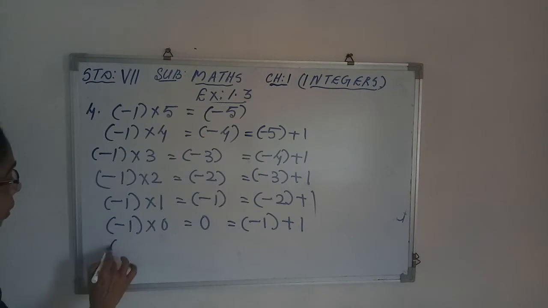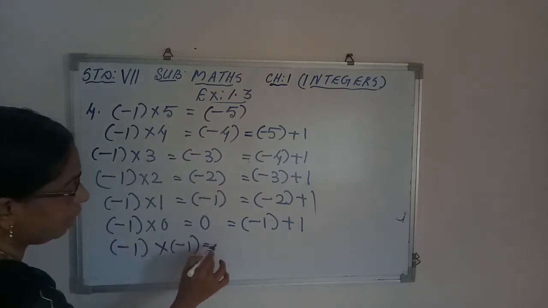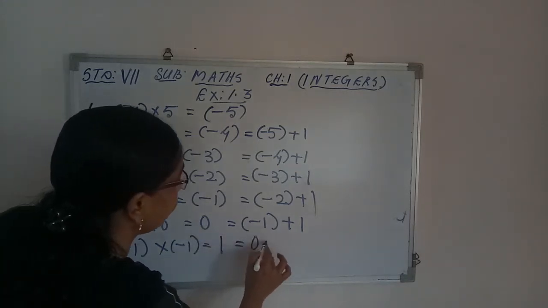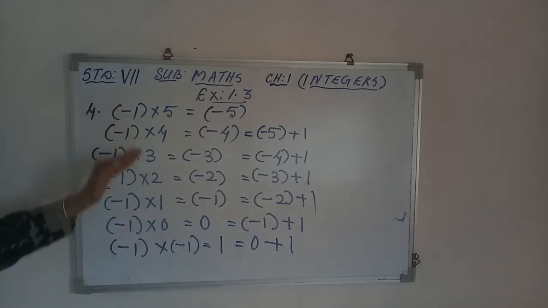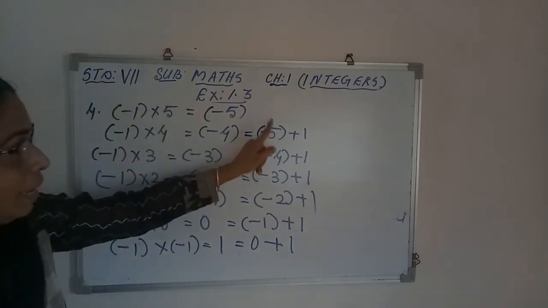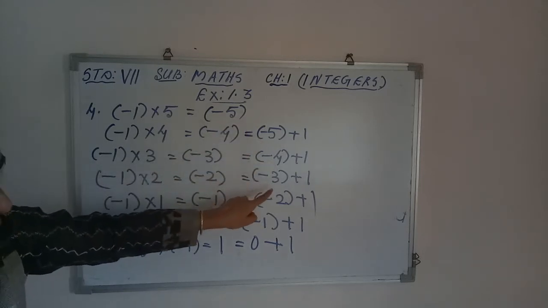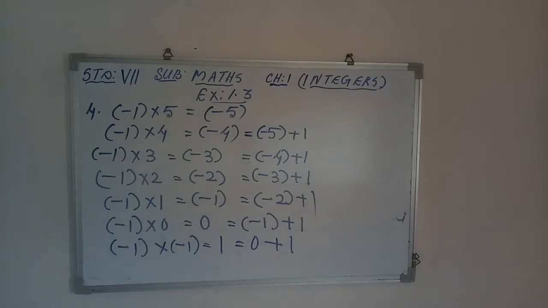And next, after 0, minus 1 into minus 1. We have reached the final. That's equal to 1. That can be written as 0 plus 1. Is that clear? Here you see 5, 4, 3, 2, 1, 0, minus 1, decreasing. But here you see minus 5, minus 4, minus 3, minus 2, minus 1, 0, it's increasing. Is that clear? Then the next one, question 5.